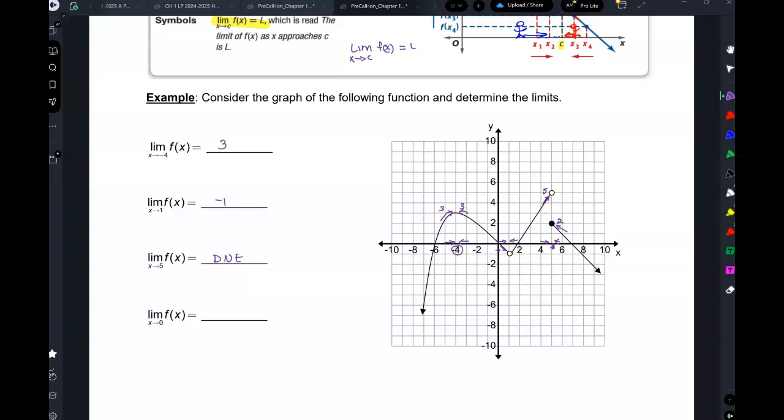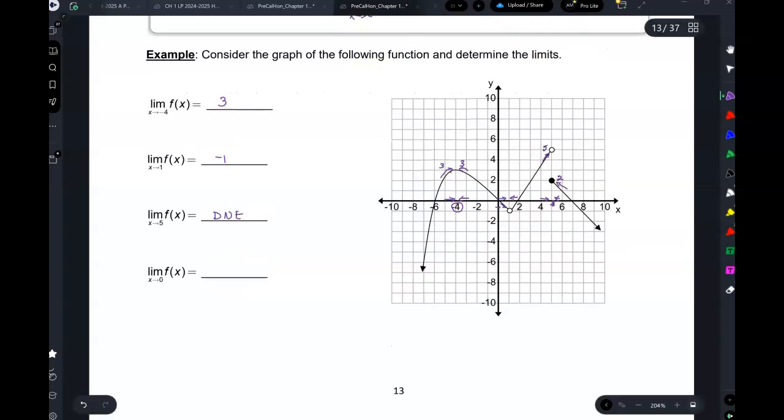Okay. And then also for the second one, I'm going to talk about that. Okay. So now, as x approaches 0, let me clear some of this stuff. As x approaches 0, what y value are we approaching from the left side? 0. What about from the right side? 0. So the limit is 0.